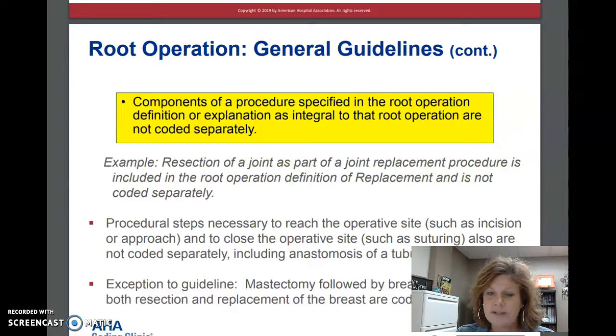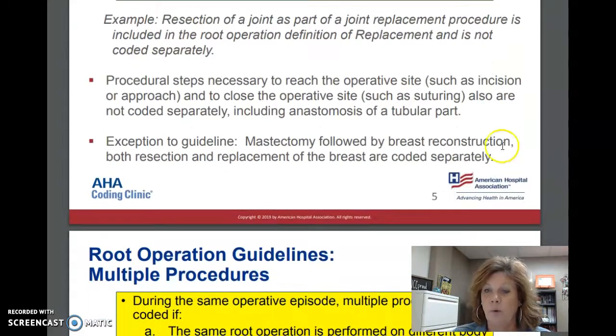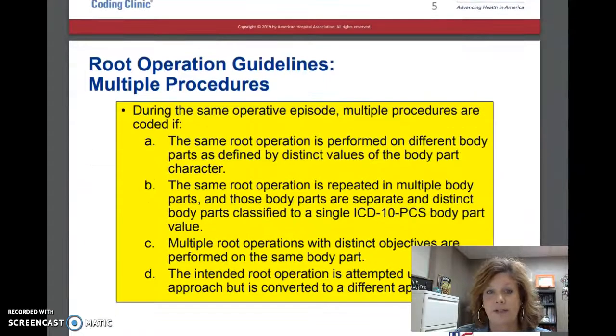Procedural steps necessary to reach the operative site, such as incision or approach, and close to the operative site, such as suturing, are also not coded separately, including anastomosis of a tubular part. The only exception to the guideline is a mastectomy followed by breast reconstruction. At this point, both the resection and replacement of the breast are coded separately.